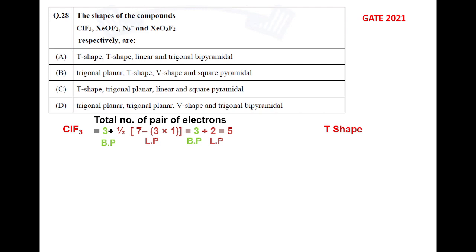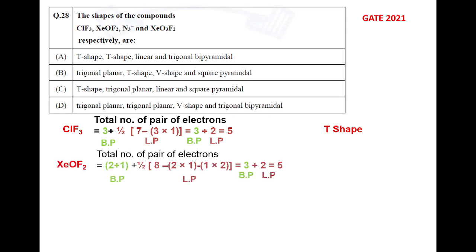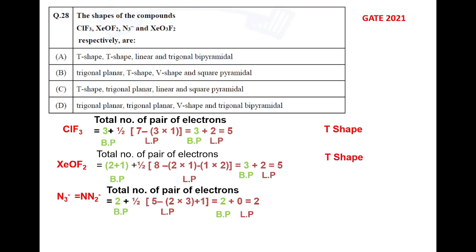Okay. Then considering the shape of XeOF2, we'll get 3 bond pair, 2 lone pair. The shape is again T shape. Then if you consider N3 minus, here in case of N3 minus, we have to segregate N and N2 minus. So the central atom will be one nitrogen atom and two nitrogens will be the surrounding atoms. So we'll get two bond pair, zero lone pair. Then the shape is nothing but linear.